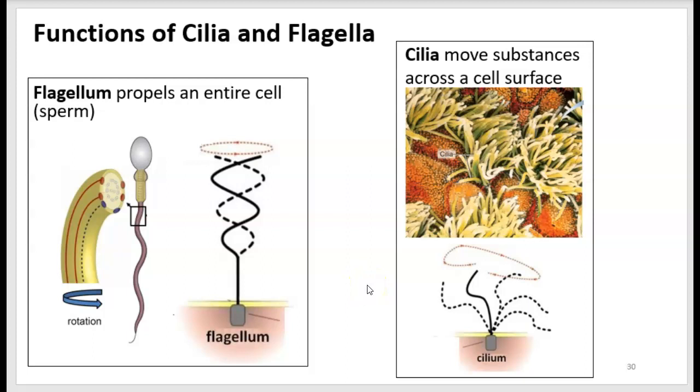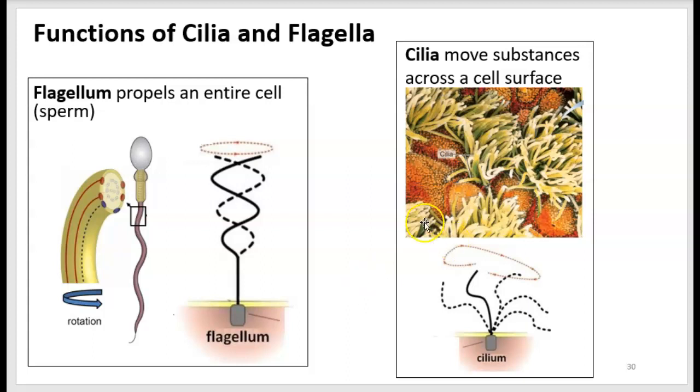So first, let's talk about where you find cilia and flagella. In the human body, the only place we see a flagellum is on sperm cells. And cilia is found in a number of places, but the most commonly talked about is in your respiratory tract. It helps us move mucus along the surface of cells. So again, the flagellum and the cilia are made up of microtubules and another motor protein.